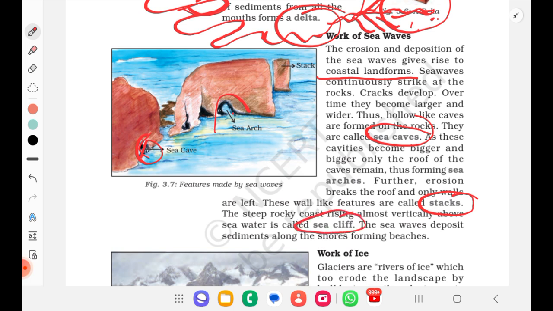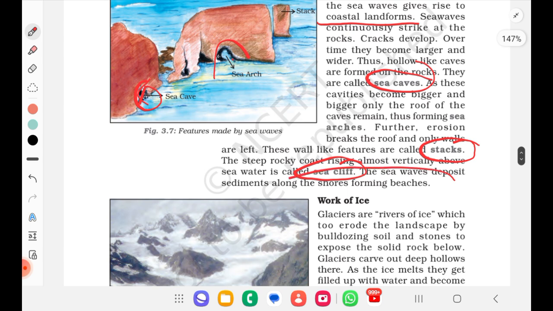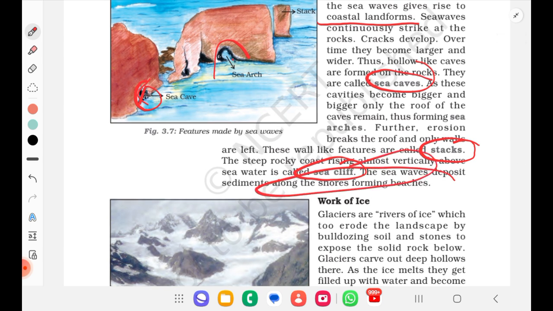Okay. Then the sea waves deposit sediments along the shores, forming beaches. So initially what they are explaining, see, there is a rock. The sea waves initially form a cave, then form arches, two-way transparent, then form stacks, the vertical one, the cliff, and the remaining sediments are the beach. So the beach is also formed by an erosional process, right? That is what they are explaining.